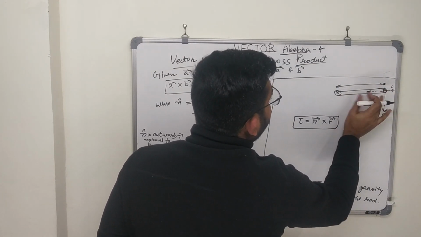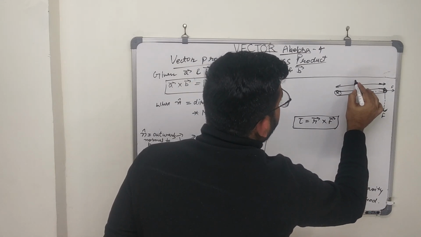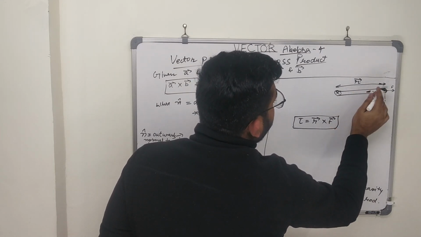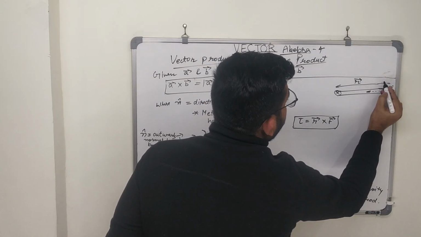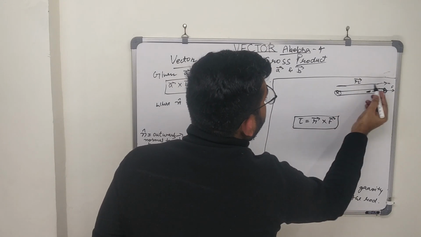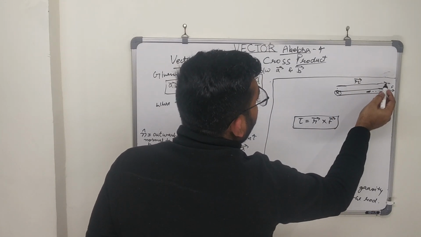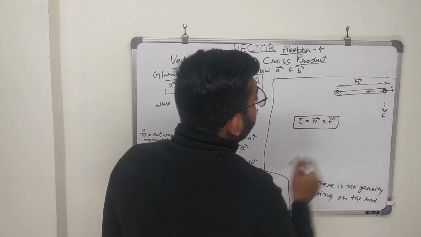rod and its length is r, और इसके along हम एक वेक्टर मान के चलेंगे, that is r vector, that is pointing towards this direction. So the initial point of r vector is this and the terminal point of r vector is this. Now we are going to apply a force on this.